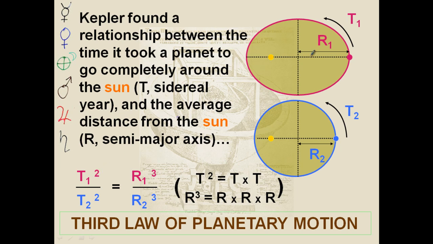So T1 squared, so this period right here, the entire period, divided by T2 squared, so how long it took this planet to go around the sun, is going to equal the semi-major axis cubed divided by this one's semi-major axis cubed. And you can rearrange this all different kinds of ways. You can have T1 squared over R1 cubed equals T2 squared over R2 cubed. You can get all R's on one side, T's on one side, T over R's, all that fun stuff.